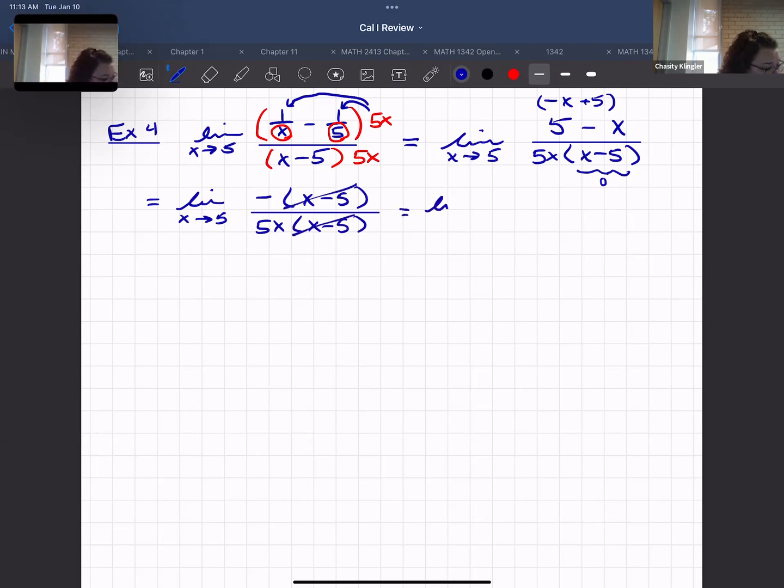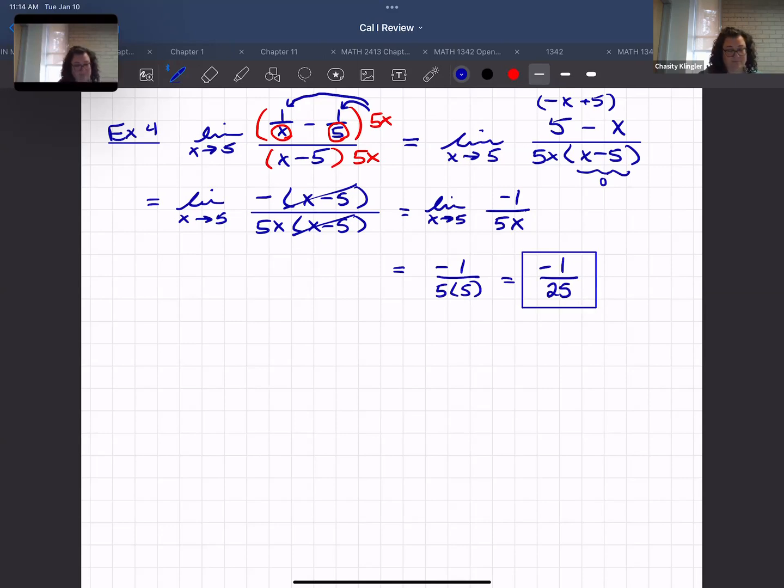So now we have the limit as x approaches 5 of negative 1 over just 5x. And we can take the limit now and just have 5 times 5 on the bottom. Nice, huh?